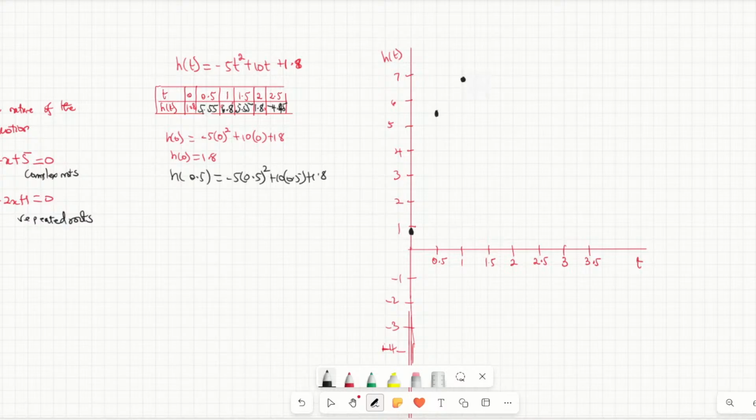You can as well do yours on the jotter. And then we have our 1.5, which goes to 5.55. So it means it's coming down. 5.55 is here as well. Then we have 2, coming down to 1.8, which is here. And then 2.5 goes down here to 4.45. So that is negative 4.45.